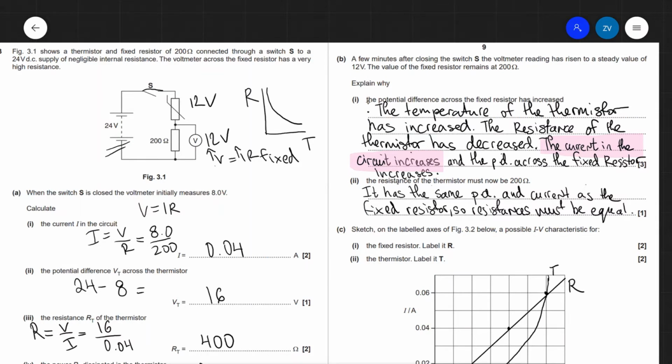Okay guys, so next one, explain why the resistance of the thermistor must be 200 ohms. Well, it has exactly the same PD as the fixed resistor.